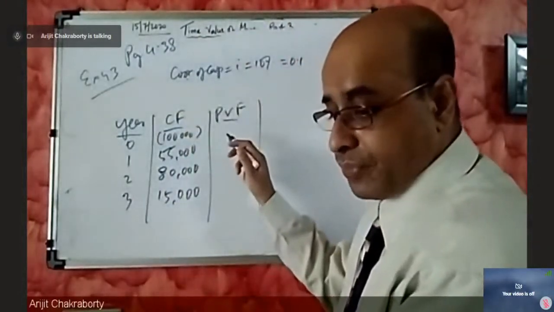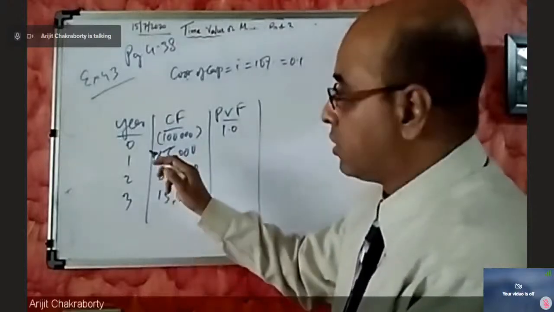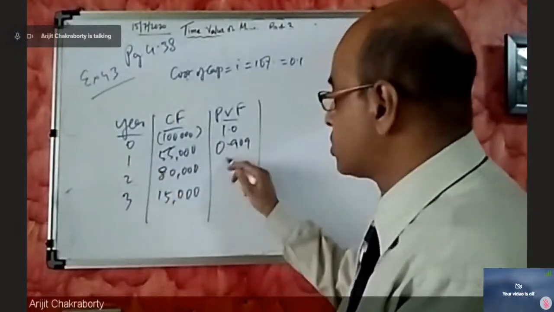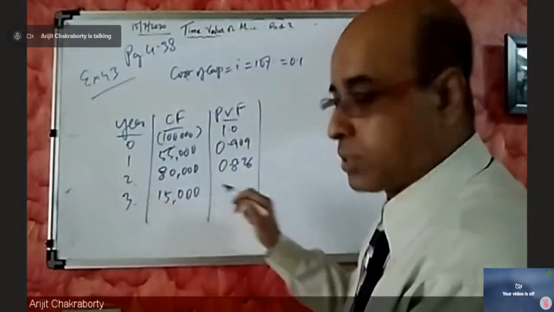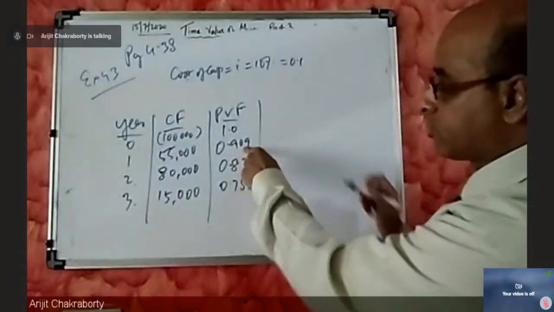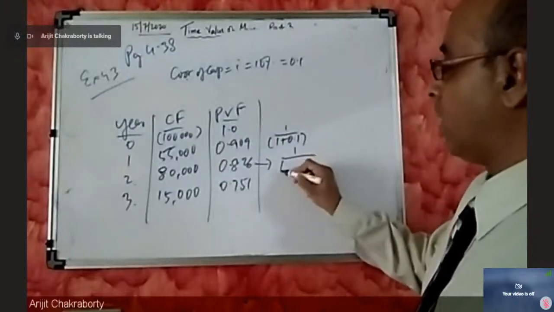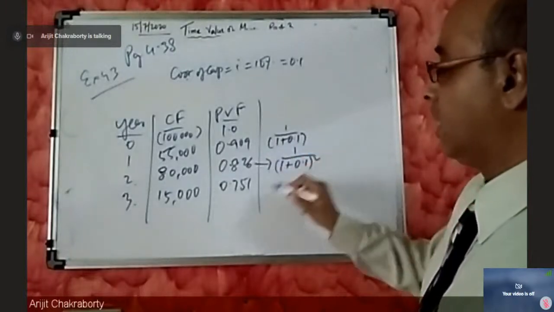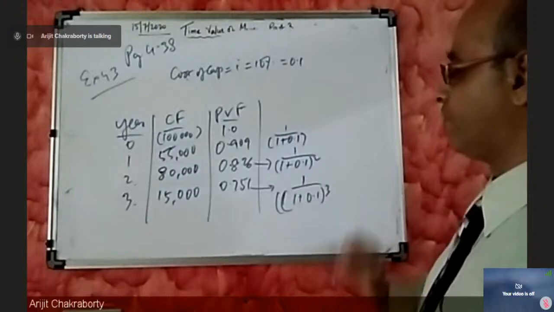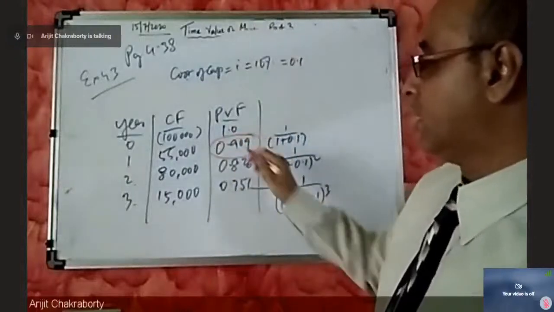The present value factor for the first year, that is n equal to 0, is 1, of course. For n equal to 1 it comes to 0.909. For the second year it comes to 0.826 and for the third year it comes to 0.751. Now what is this 0.909 figure? Actually it's 1 by 1 plus 0.1. This figure is 1 by (1 plus 0.1) square. And this figure is 1 by (1 plus 0.1) cube. Okay, so you don't have to calculate so much. That's why the calculation is done.